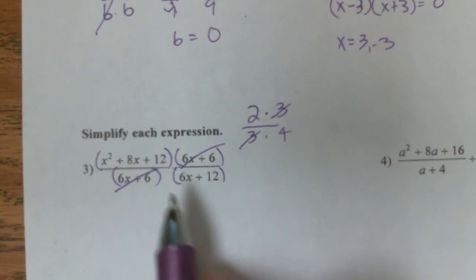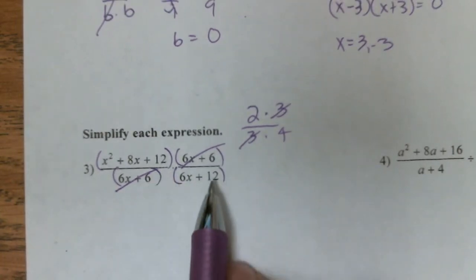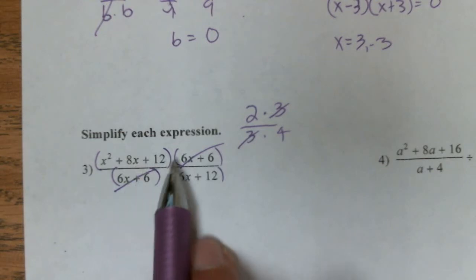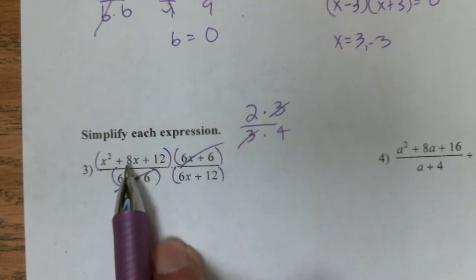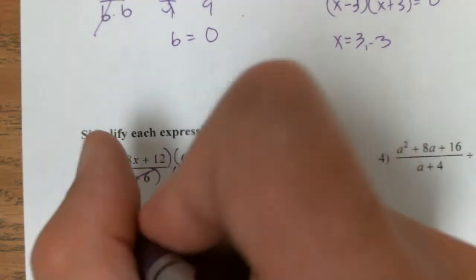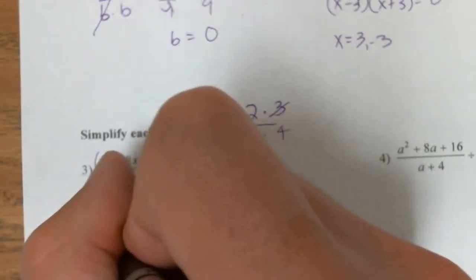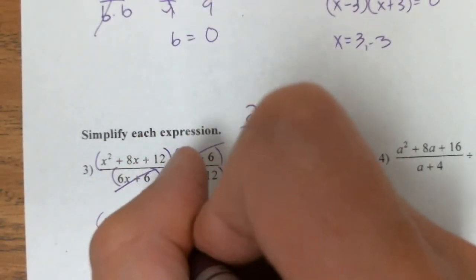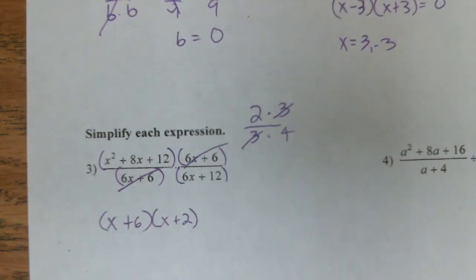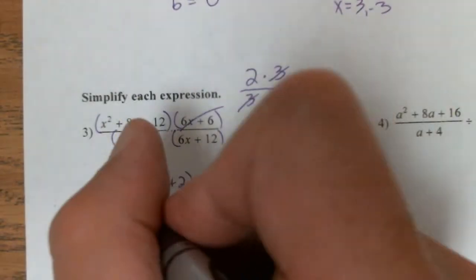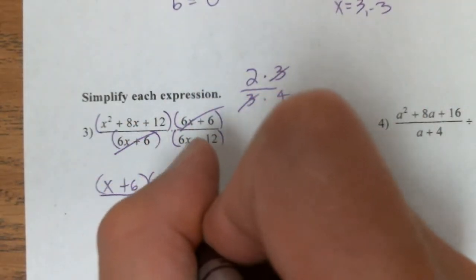All right, now I want to see, can I factor the top or the bottom? Can I factor this trinomial? Are there any factors of 12 that add to 8? Yes, there are. That's 6 and 2. So on the top, I'm going to be left with x plus 6 times x plus 2, and that's going to be over this leftover denominator, which is 6x plus 12.